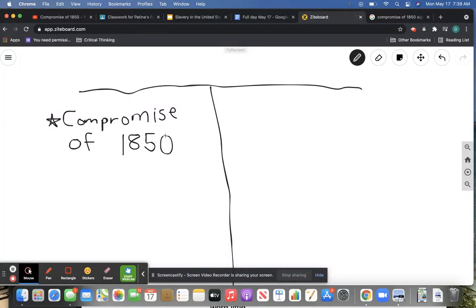Now, important to remember about the Compromise of 1850, it was made by a man called Henry Clay. So the reason it's important is because he made most of these laws.